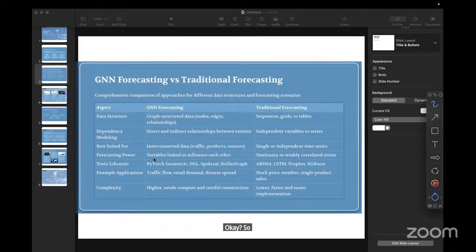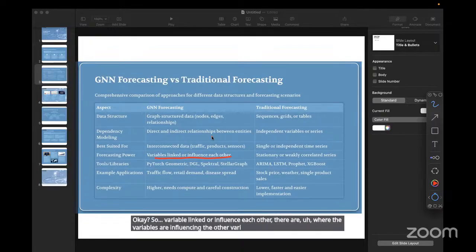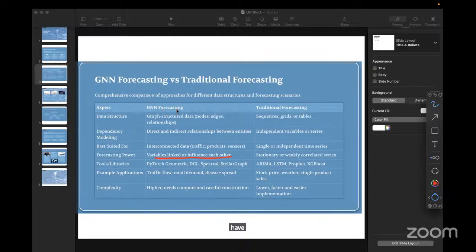Okay, so when variables are linked or influence each other, where the variables are influencing the other variables, at that point we have to go with the GNN forecasting.